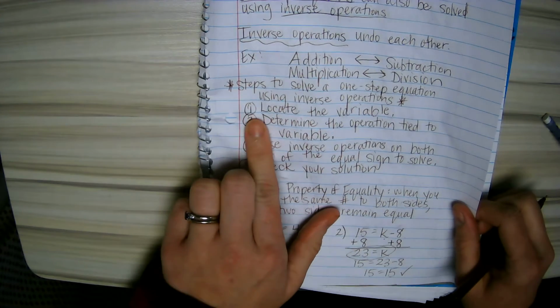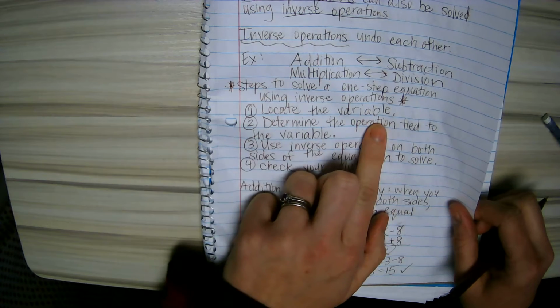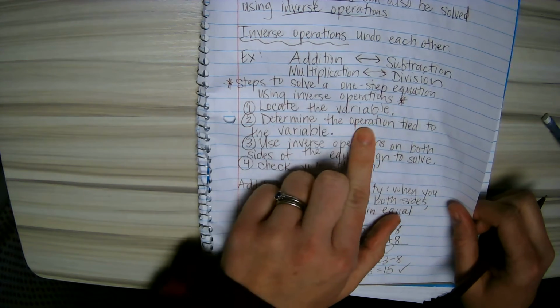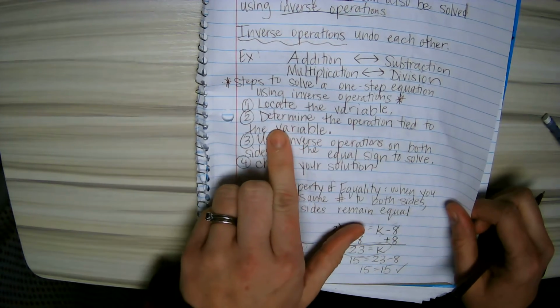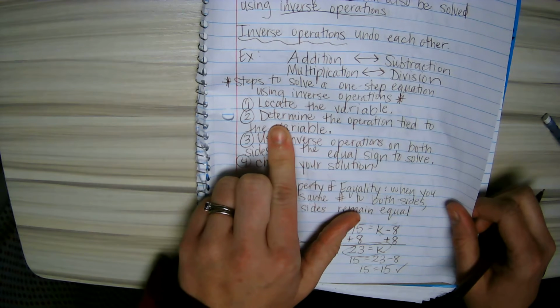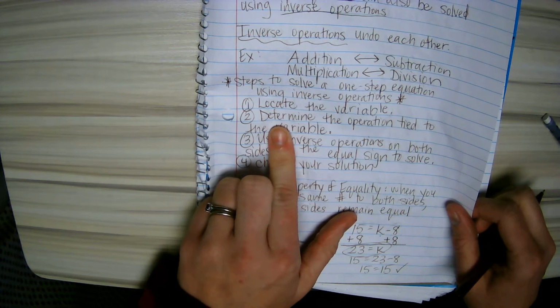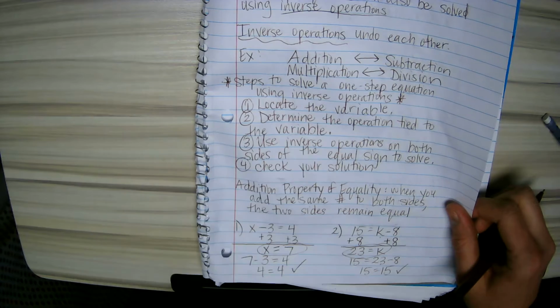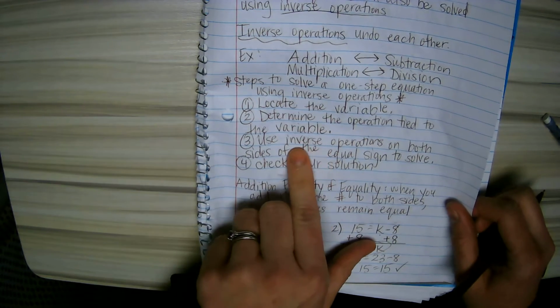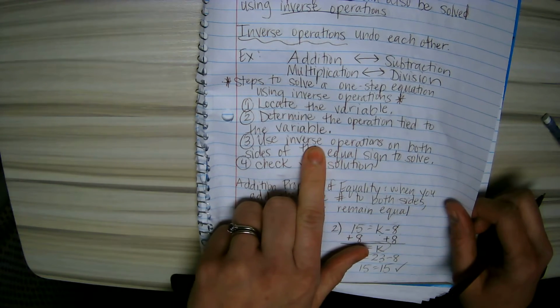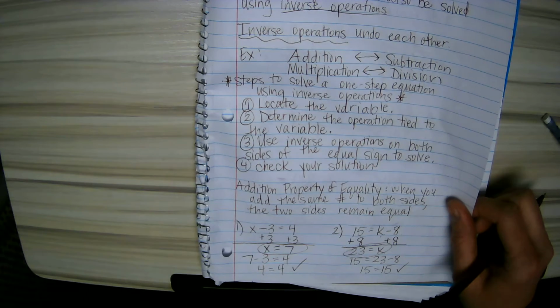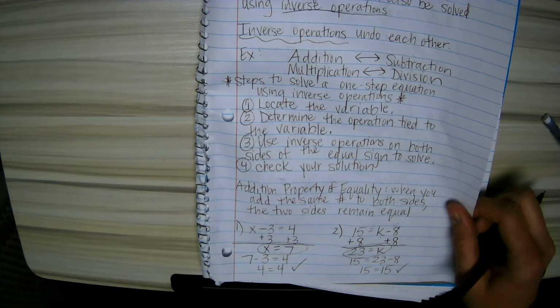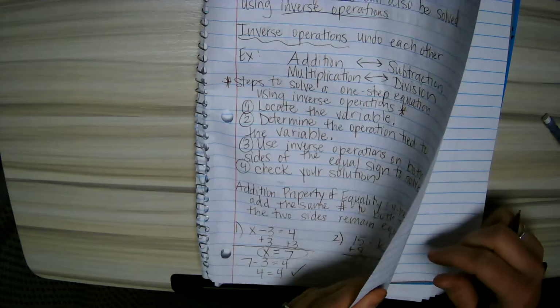So remember, we're going to locate the variable. We're going to determine the operation tied to the variable. Is it being added to, subtracted from, multiplied by, divided? We have to determine the operation because then we're going to use the inverse operation on both sides of the equal sign to solve. And then finally we worked on checking our solution.